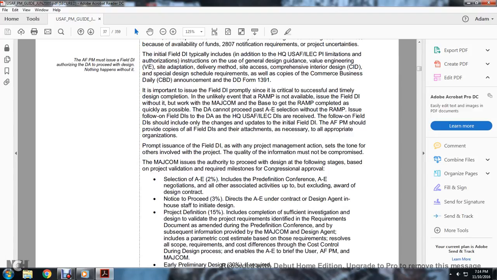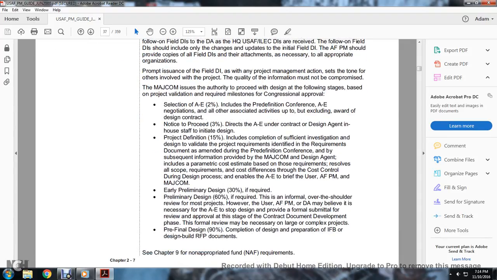The Major Command issues the authority to proceed with the design in the following stages, based on the project validation required milestone and congressional approval. Selection of the A&E includes the pre-definition conference, A&E negotiations and other associated activities up to, but excluding, the award of the design contract. Notice to proceed directs the A&E under the contract design agent to initiate the design. Project definition includes the completion of sufficient investigation, design, and validation of project requirements, identifying the requirements documentation as permitted during the pre-definition conference and by the subsequent information provided with the major design agent, which includes the parametric cost estimate based on the requirements resolved with all scopes and requirements.